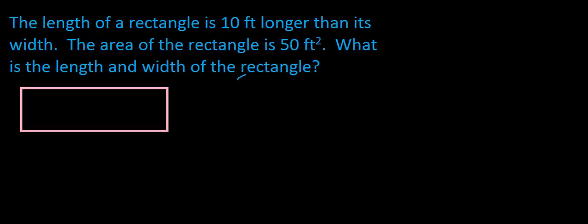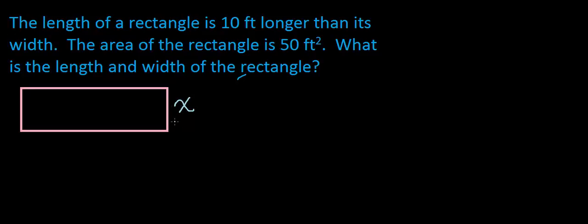So the first thing we should do to solve this problem is sketch a rectangle. Once we've sketched the rectangle, we should label the sides, the width and the length. If this is the width, and it says that the length is 10 feet longer than its width, and I don't know the width, then we're going to label it with a variable. So I'm going to call the width x.